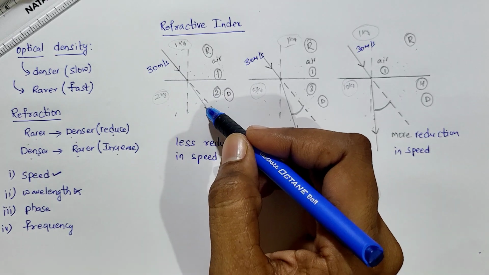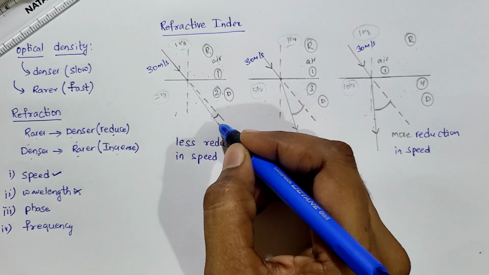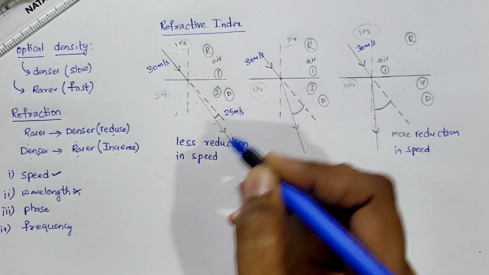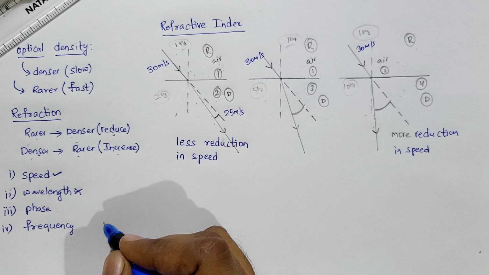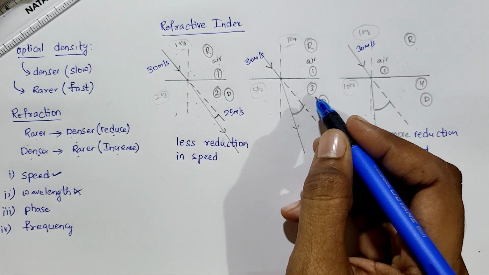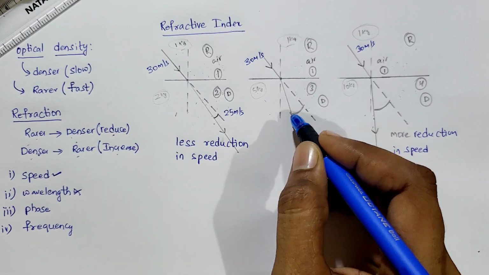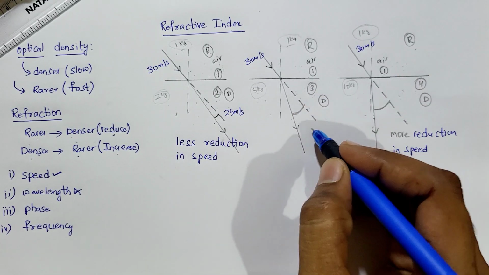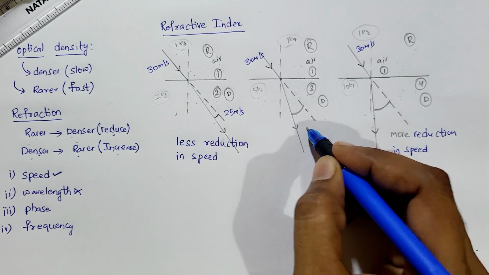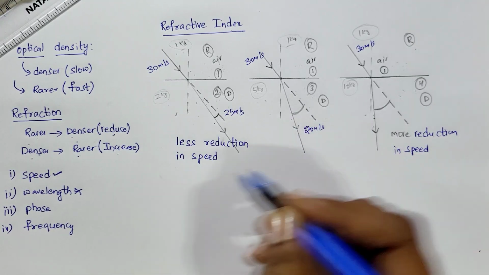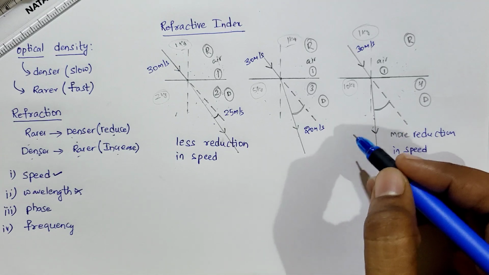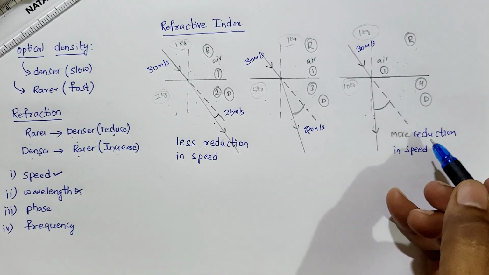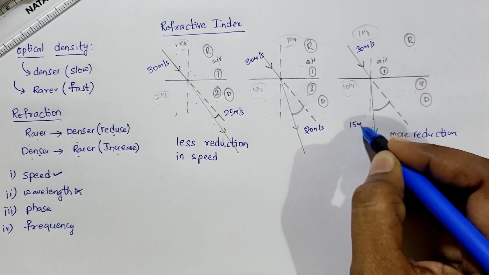How much refraction happened here? Very less refraction happened. So the speed of light in the second medium will be around 25 meters per second, because very much less refraction happened, no? And here the amount of refraction is more. So more bending happened. More bending means the reduction in speed will be more. Here the speed of light may be some 20 meters per second. And here, still more refraction happened. Still more reduction in the speed of light will happen. And here the speed of light may be 15 meters per second.